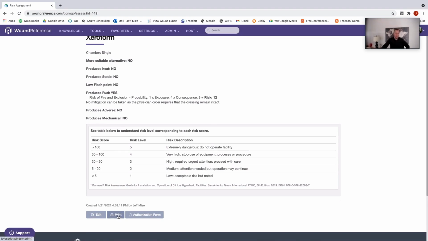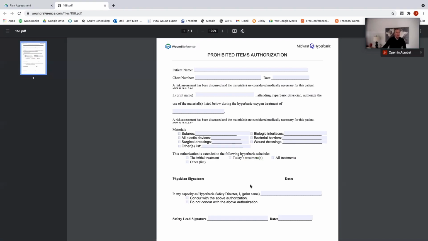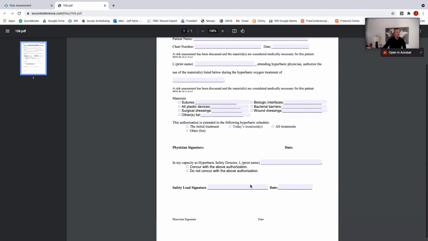You can print this, which is recommended. We recommend that you print it, share it with your medical director, keep a copy for your files. As you assess different items, you can keep a list. Again, that would be your go, no-go list that you have, which should always be a living, breathing document and constantly changing. And then there's the authorization form. The authorization form is one of the requirements of the NFPA that actually tells you the different pieces that should be signed off on, the specific information that the medical director and the safety lead or the safety director need to complete prior to putting that product in the chamber.